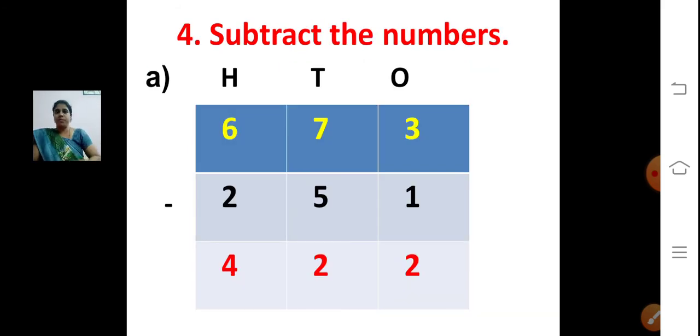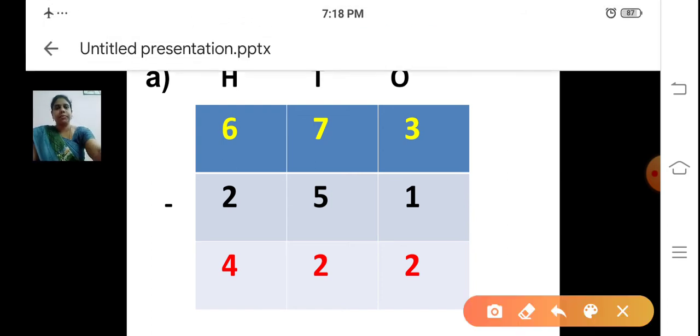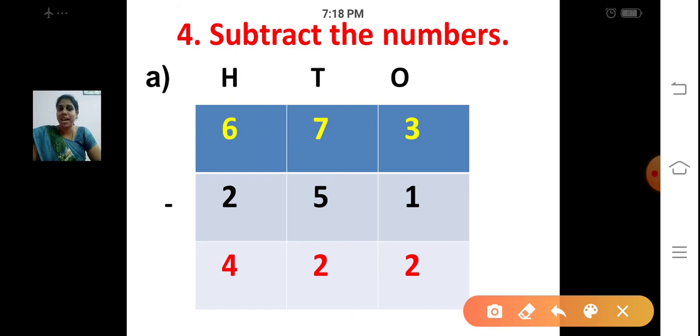Now let's see one sum. Subtract the numbers. If you have a book, copy in the book itself. No need to write in the classwork. The first sum is 673 minus 251. We are going to subtract these two numbers. Shall we start to subtract now? So now we are going to subtract 673 minus 251.